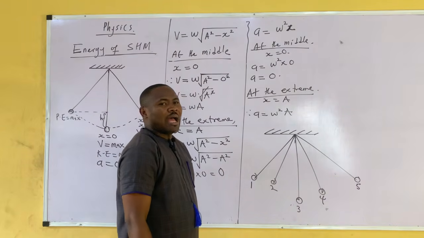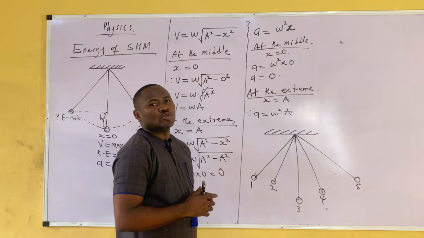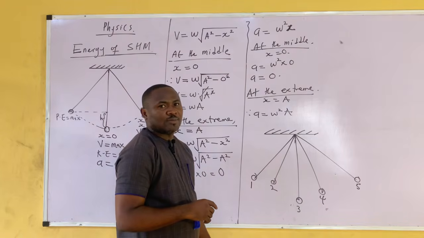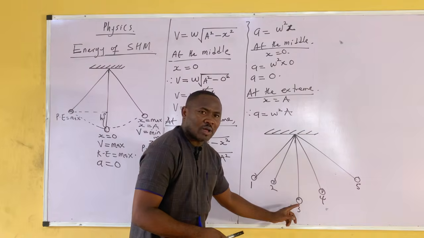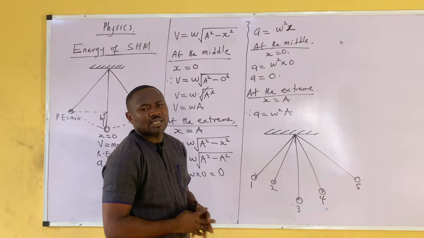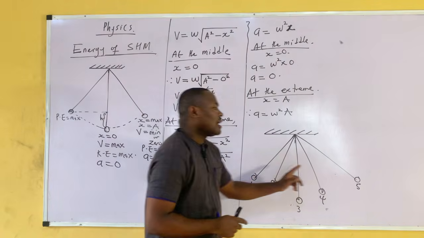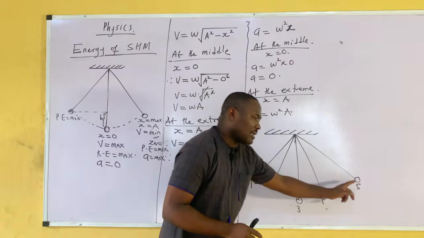Question number one, at what point is displacement zero? The answer is at 3. Displacement is 0 at 3. At what point is displacement maximum? The answer is at 1 and at 5. Displacement is maximum at 1 and at 5.